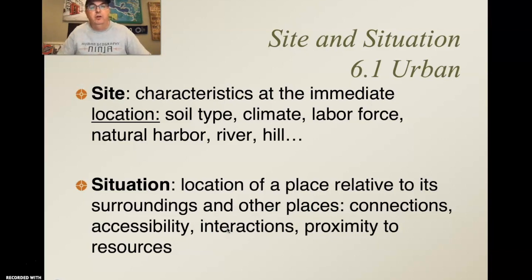What type of soil, the climate, is there a labor force? Is there a harbor? Is there rivers, mountains, hills? What's there?